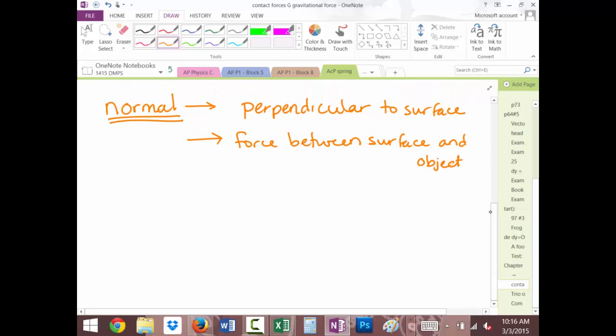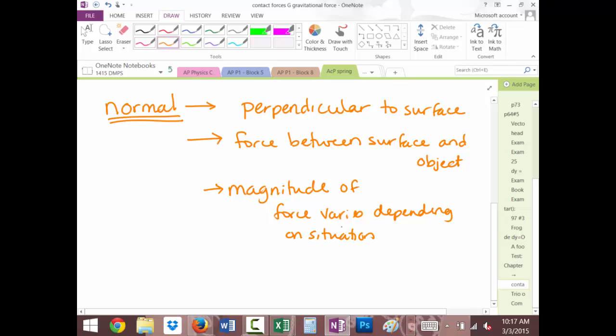That's weird, right? So the magnitude, you guys know what I mean when I say magnitude, right? What does magnitude mean? The quantity, the size, how much. The magnitude of the force varies depending on the situation. That doesn't mean that it varies as the frog sits on the table, okay? But it means that it varies depending on how many frogs are sitting on the table.